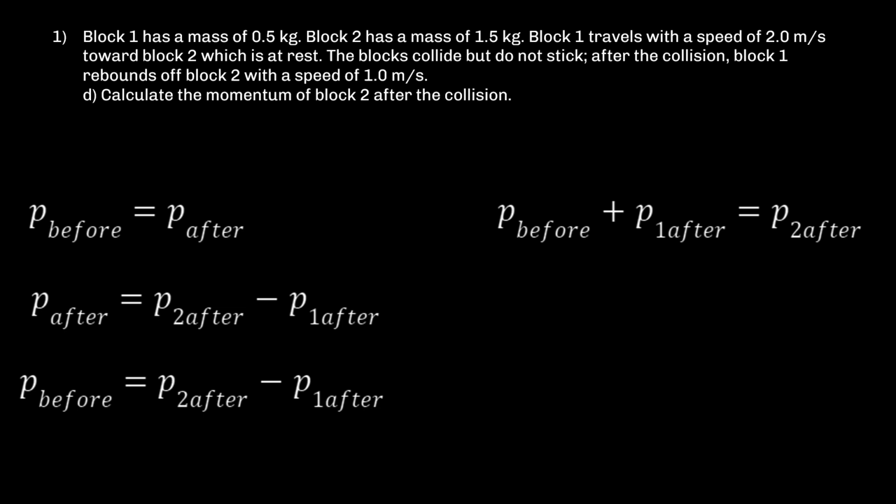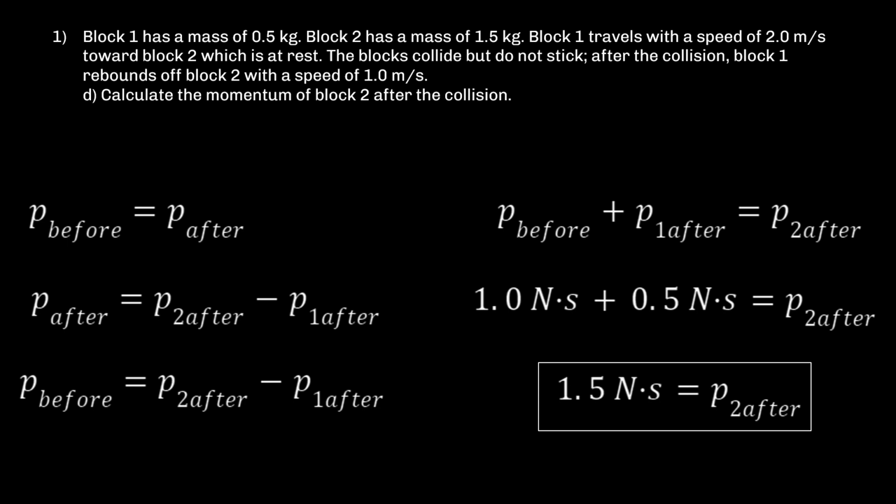So now I'm going to plug in my numbers here, and I should end up with my answer. I know the momentum for the entire system before the collision was 1.0 newton seconds. I know the momentum for block 1 after the collision is going to be 0.5 newton seconds. I'm going to add those together. That's going to be the momentum of block 2 after the collision. As you can see here, highlighted in the white box, 1.5 newton seconds is going to be the momentum of block 2 after the collision.